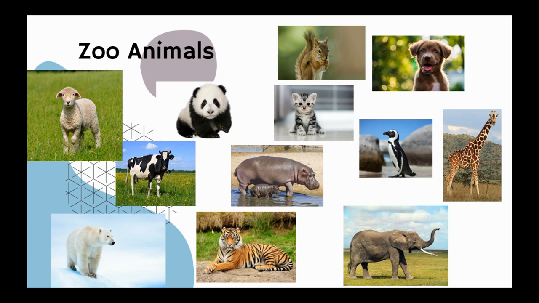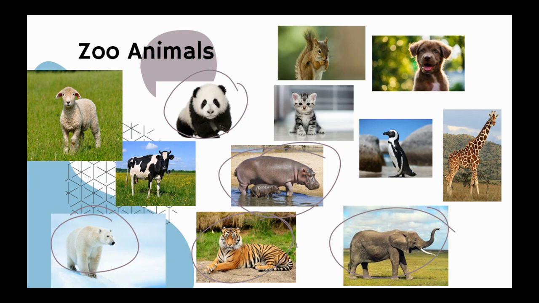These are all the animals that we're considering. Which of these would fall into the set of zoo animals? Well, I think you could say that a panda, a polar bear, a tiger, an elephant, a hippo, a penguin, a giraffe are all zoo animals, right?